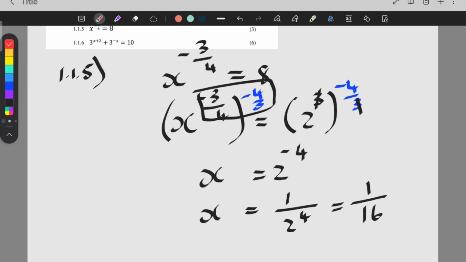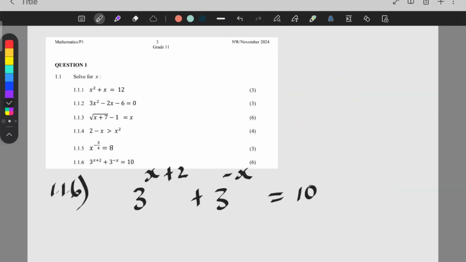How do we get marks? The first mark is for changing 8. The second mark is for raising that power. And the last mark is for your answer.